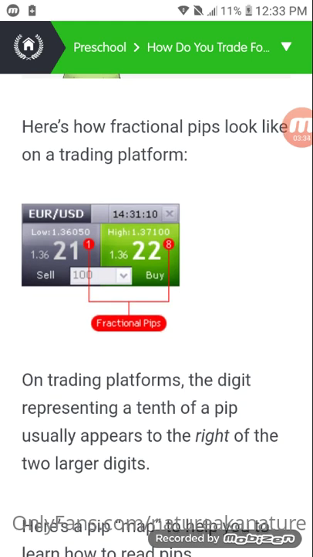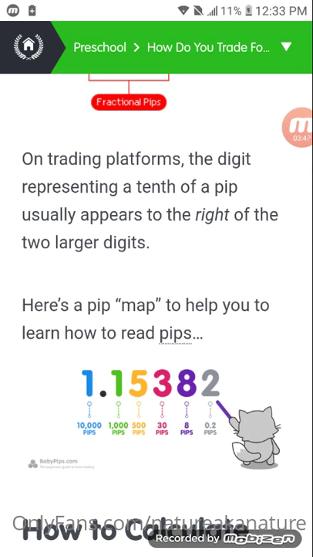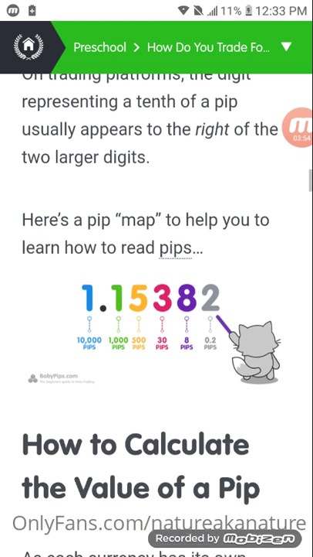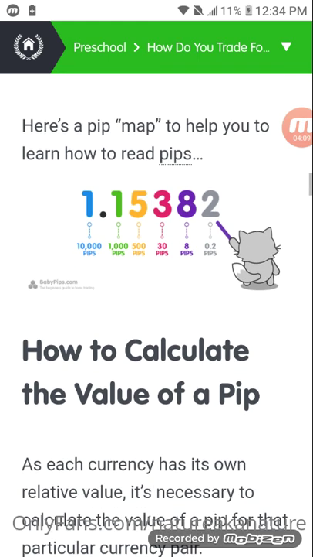On a trading platform, the digit represents a tenth of the pip and usually appears to the right of the 2 larger digits. Here is a pips map to help you learn how to read pips. This is really the most important thing right here. It's the map of how to read the pips. As you can see, the 1 will be 10,000 pips. Then the point, and then it'll be 1,000 pips, 500 pips, 30 pips, 8 pips, 0.2 pips. So this is how you read pips.